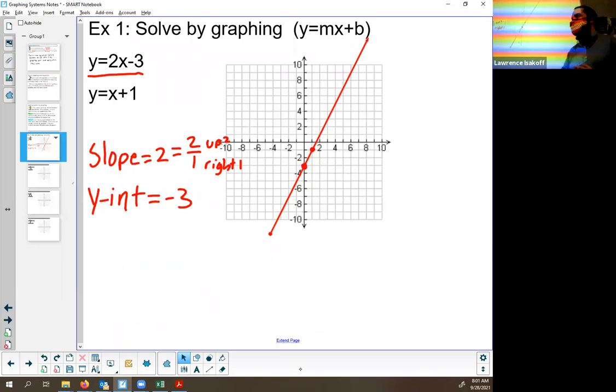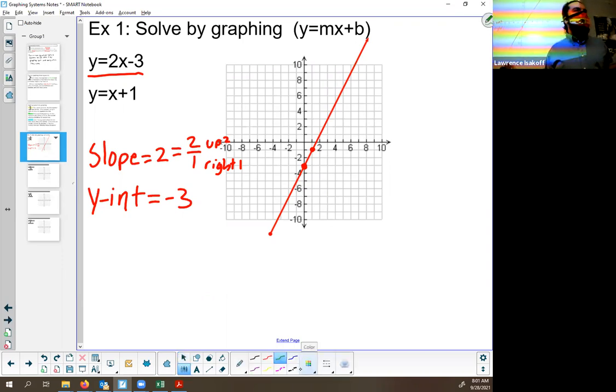Before I move on to graph my second equation, are there any questions about how we graphed the first? Started here at my y-intercept and followed my slope. Not too bad, right? If you can graph one line, you can graph 2 lines. If you can graph 2 lines, you can graph 2 lines on the same graph. We just need to take our time with it.